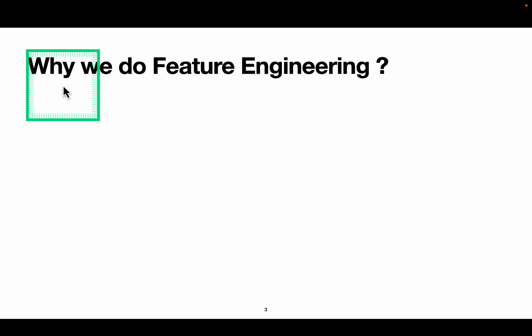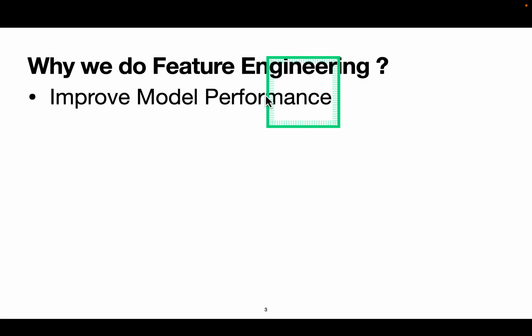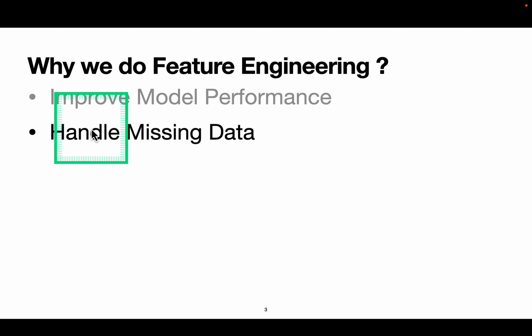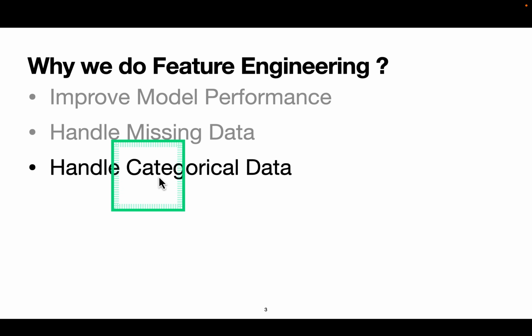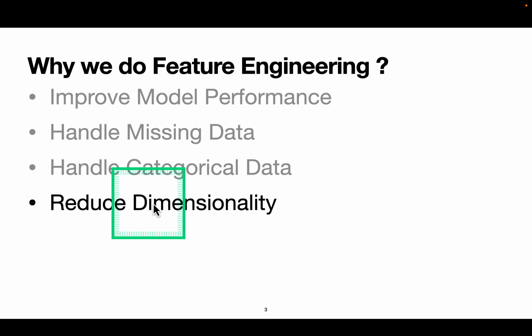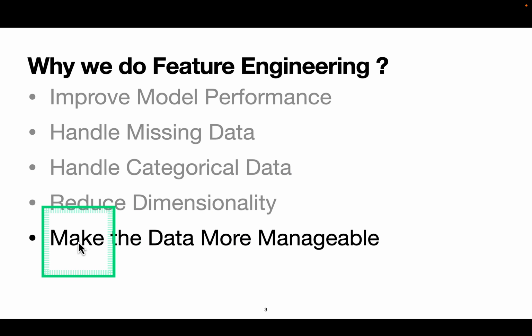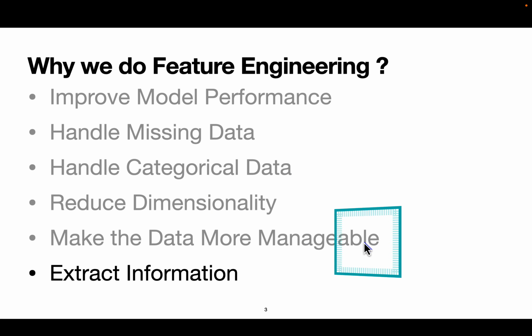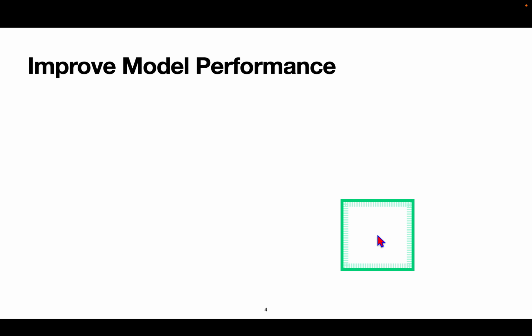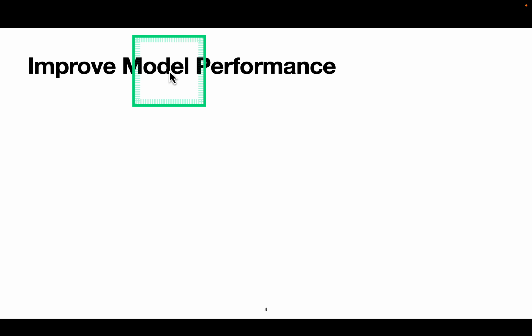So why do we do feature engineering? To improve model performance, to handle missing data, to handle categorical data, to reduce the dimensionality, to make the model more manageable, and to extract information. So I'll just cover each point one by one.